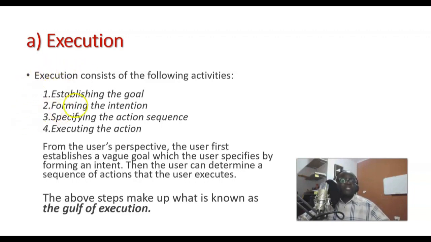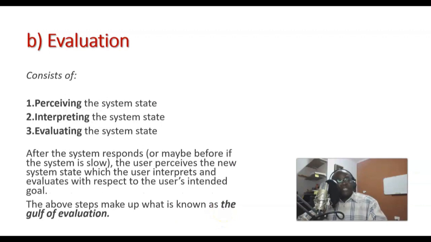And so from the user's perspective, the user first establishes a vague goal. It does not have clear specifics, but there's a goal. He wants to achieve something. And the user specifies that goal by forming an intent. Then the user can determine a sequence of actions. So what do I do in order to achieve this intention? And the above steps make up what is known as the gulf of execution, and we'll look at that shortly in detail. But let us look at what is involved in evaluation.